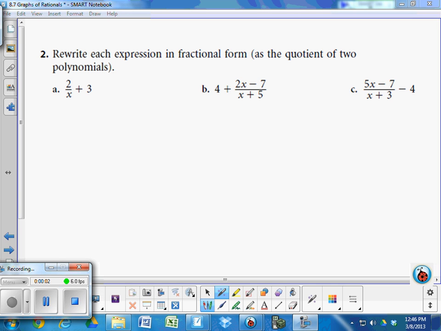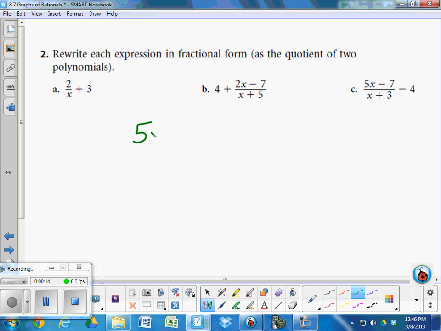We're looking at 2C on the worksheet here, and what I'm seeing is trying to add two things that don't have a common denominator. So 5x minus 7 has a denominator, x plus 3. And it's really cool to have a denominator these days.